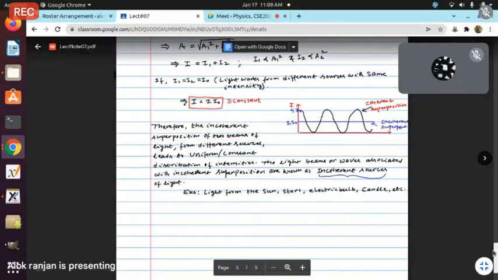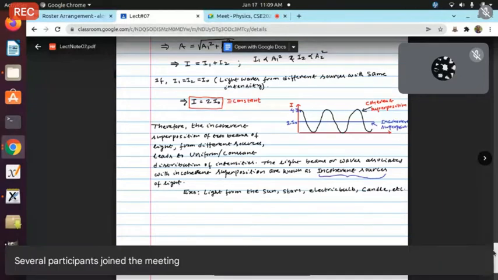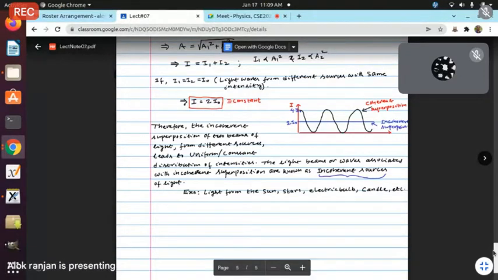So that we are not going to discuss here, because everybody knows more or less from your 10 plus 2 class. So here we are going to discuss one more important phenomenon that one can observe when interference occurs. That is Newton's rings.